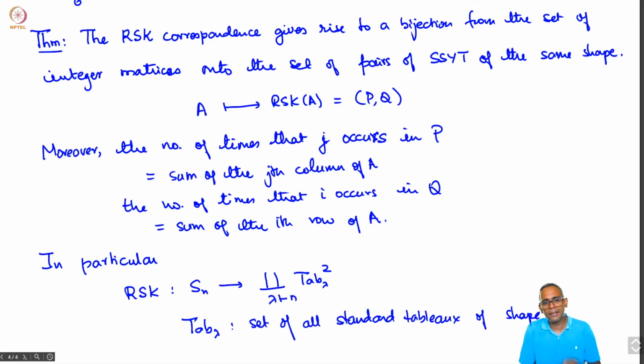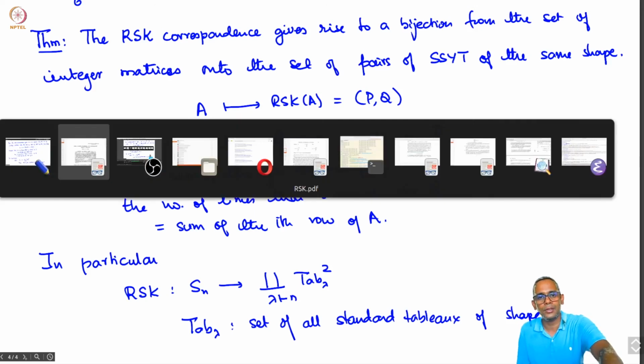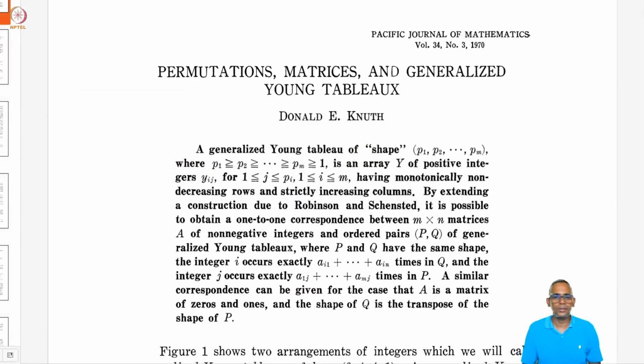In this lecture, I have sketched somewhat cursorily the Robinson-Schensted-Knuth correspondence. I would urge you all to take a look at Donald Knuth's original paper on the topic. It's called Permutations, Matrices, and Generalized Young Tableaux. It appeared in the Pacific Journal of Mathematics in 1970. So here he introduces the RSK correspondence and proves some fundamental properties of it in great detail.